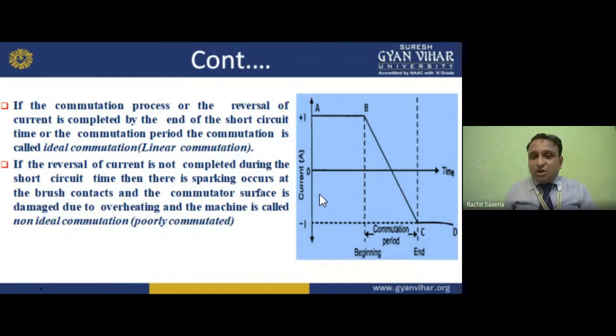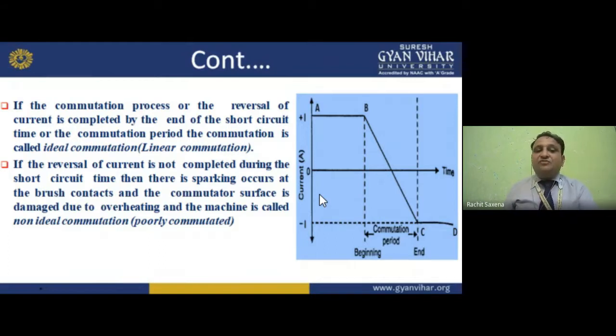So what is ideal commutation? If the commutation process, or the reversal of the current, is completed by the end of the short circuit time, or the commutation period, the commutation is called what? Linear commutation. We can say ideal commutation.